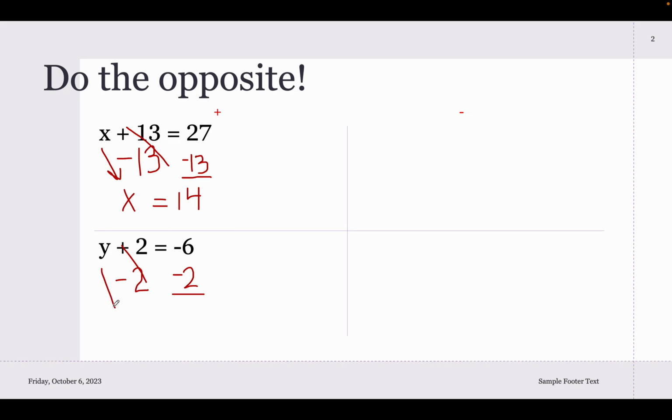I bring my y down so that I'm ready to go. y equals, all right. With my calculator, if I don't happen to know this in my head, then I would just put in my negative 6 minus 2, and that equals negative 8.